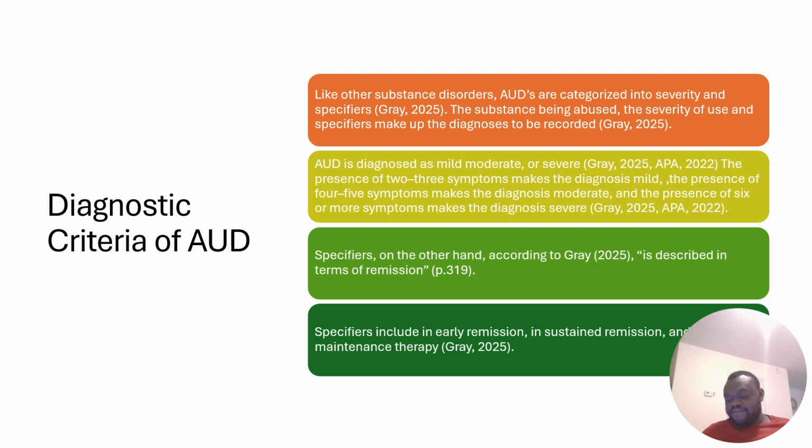And then maintenance therapy is applied if the person is taking a prescribed agonist medication, which is a drug that's capable of producing a similar response to the original drug, and none of the criteria for substance use disorder have been met for that class of medication in a controlled environment.